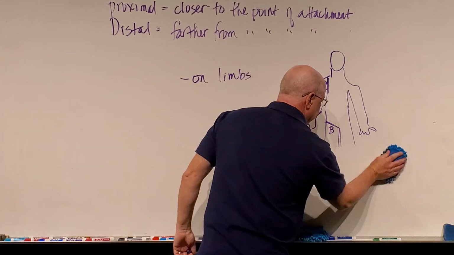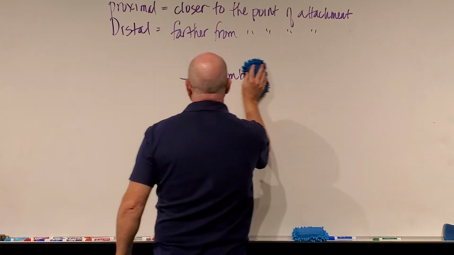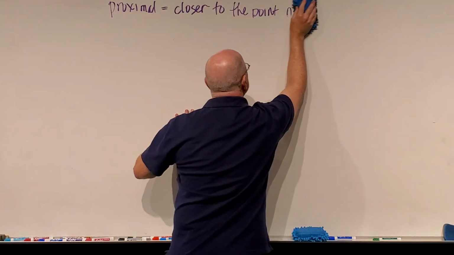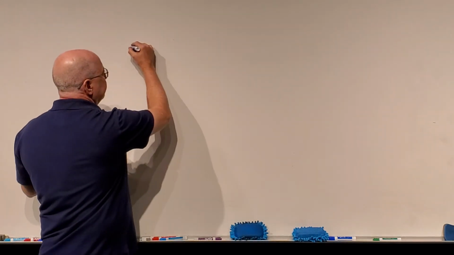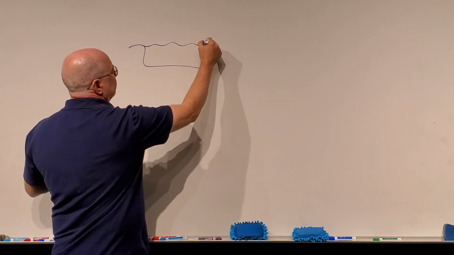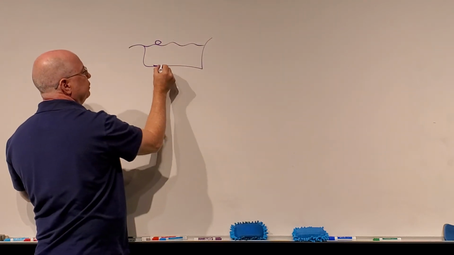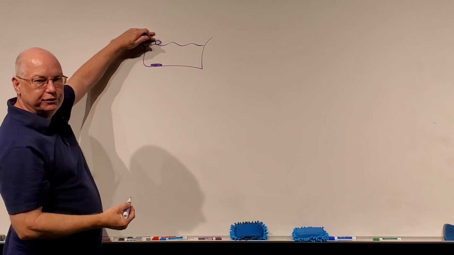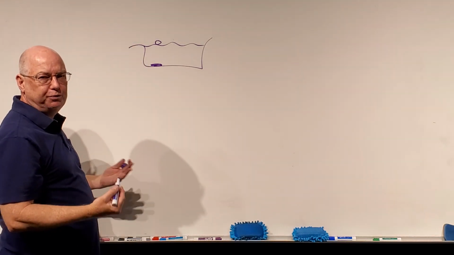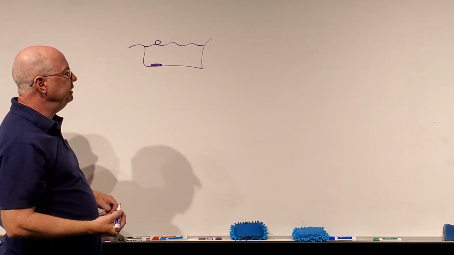Now, I think I have two more to do, and then we're done with this little section, and that would be superficial and deep. Superficial means very close to the surface of the body, and deep means farther from the surface of the body, or it means deep, I guess. If we were looking at a swimming pool, and something's floating on the surface, and the drain is down here, I would say this is superficial, and this is deep. Superficial means shallow, is kind of what it means.